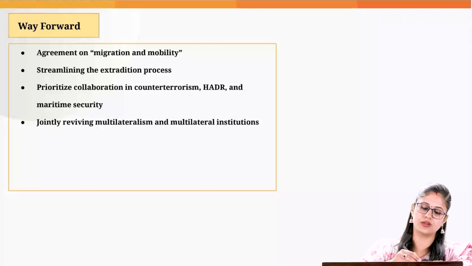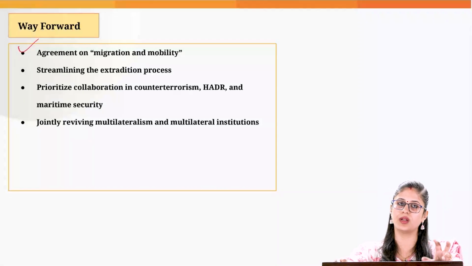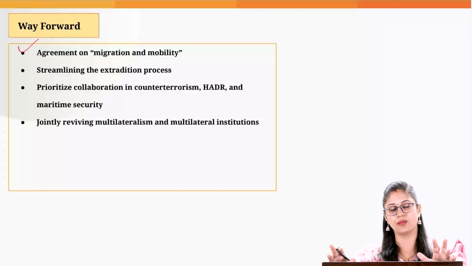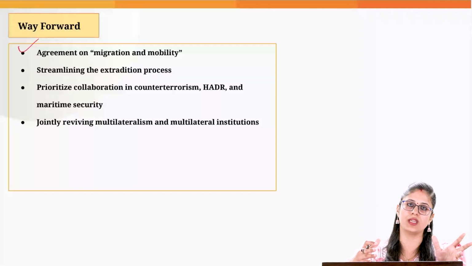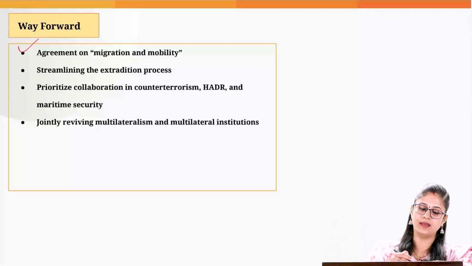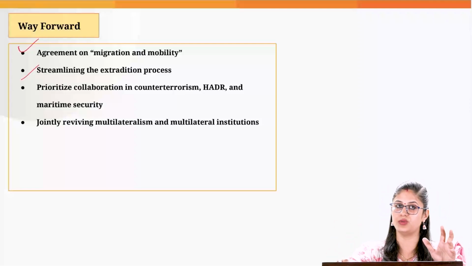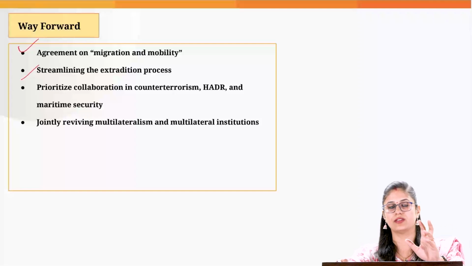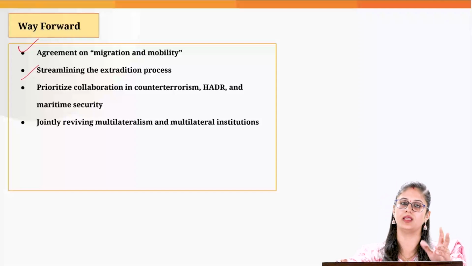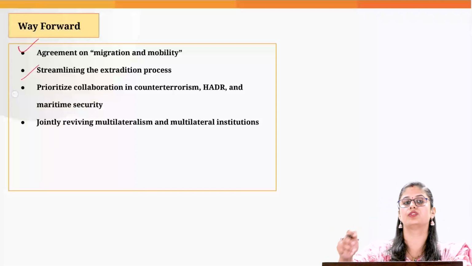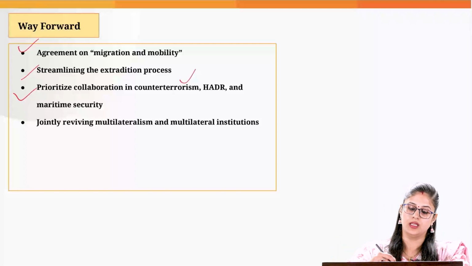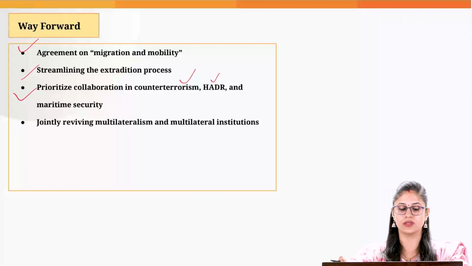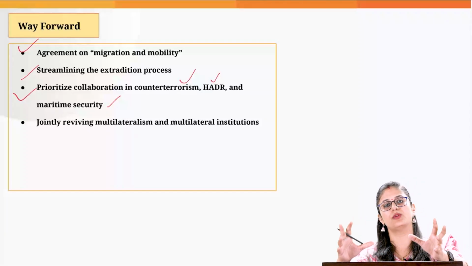First and foremost, in order to tackle the issue of illegal immigrants, the two countries should finalize an agreement on migration and mobility so that whosoever is migrating from India to UK, that should be a legal migration. Then we need to streamline the extradition process. UK should make sure that it extradites the fugitive economic offenders who have taken safe haven in London. Then the two countries should collaborate in other areas like counter-terrorism, humanitarian assistance during disaster response, and maritime security, especially in the Indo-Pacific region.